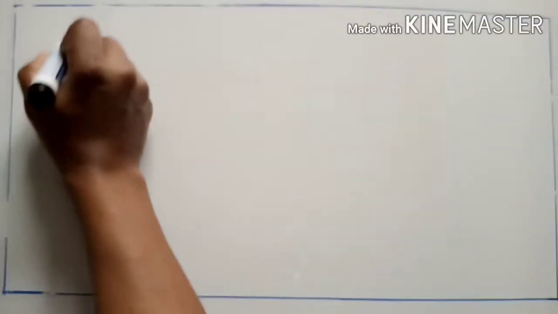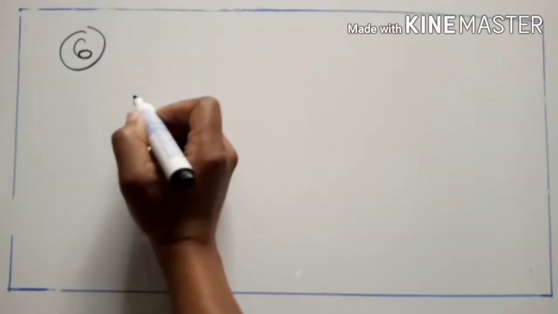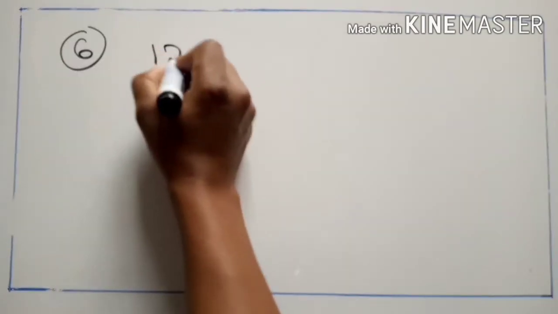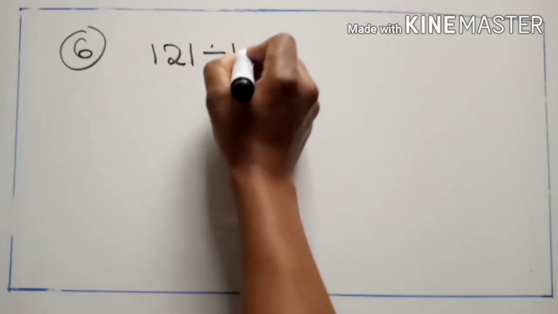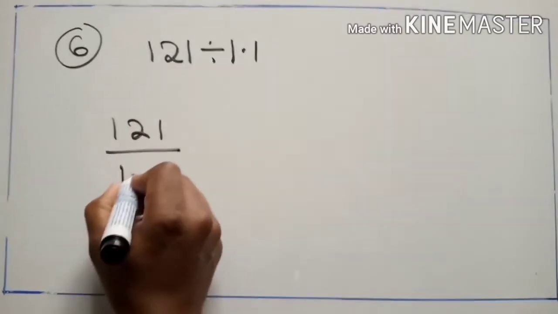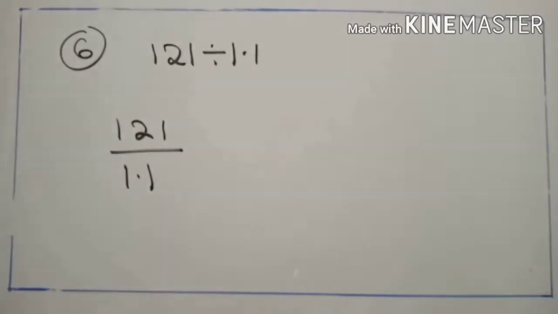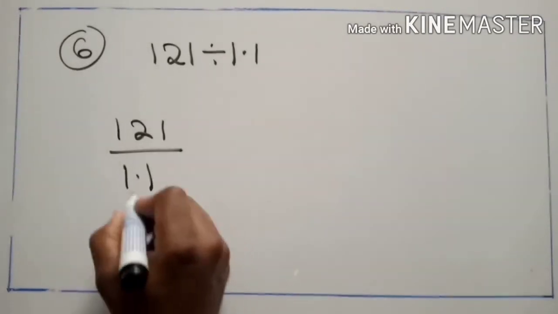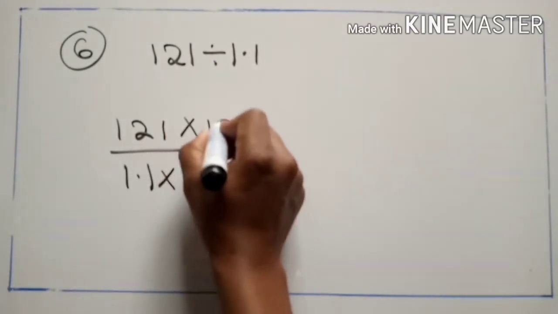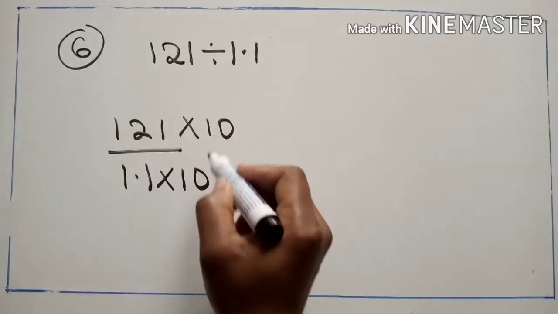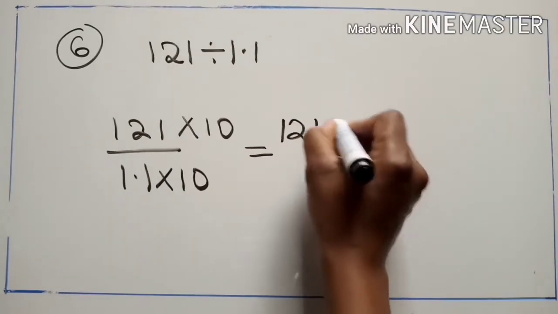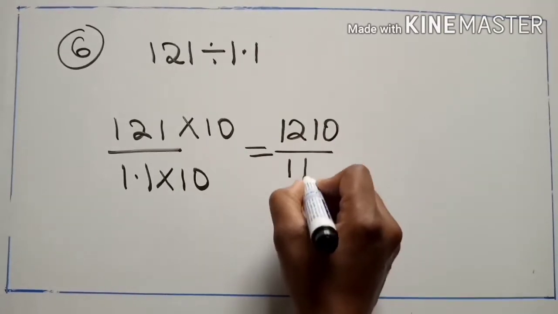We move on to example 6, where we are going to take 121 divided by 1.1. So arrange that into a fraction. That's 121 over 1.1. Remove this decimal because we want to make it a whole number. Multiply by 10 on both numerator and denominator, so that you have 1210 over 11.